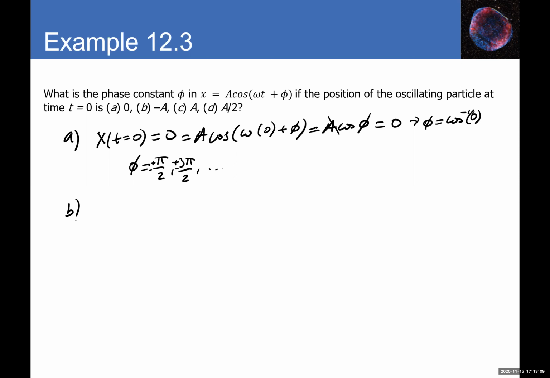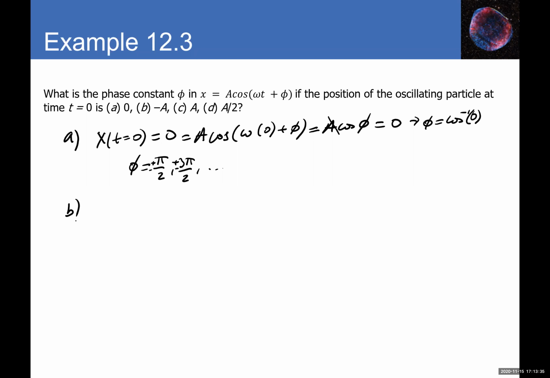That's for part A. Every time the object is at equilibrium, the phase constant can be plus or minus pi over 2, or 3 pi over 2. That depends on how many cycles it's doing. So if it's going back and forth, how do we know if it's pi over 2 or 3 pi over 2? There are ways, more or less, that we can find out.